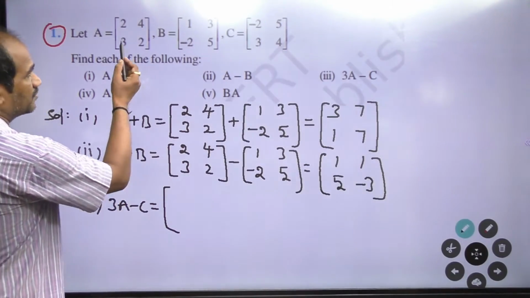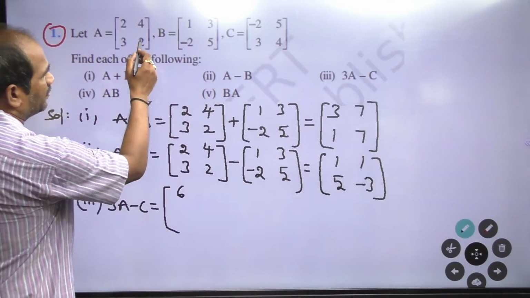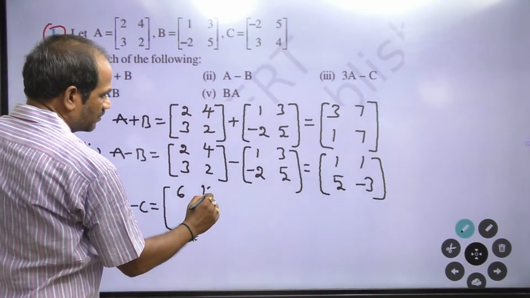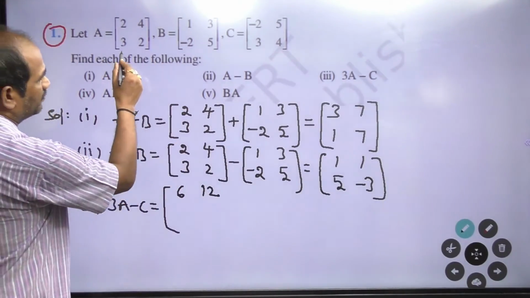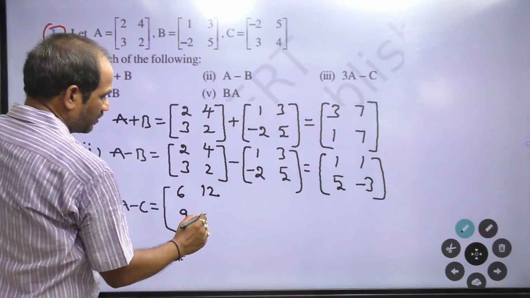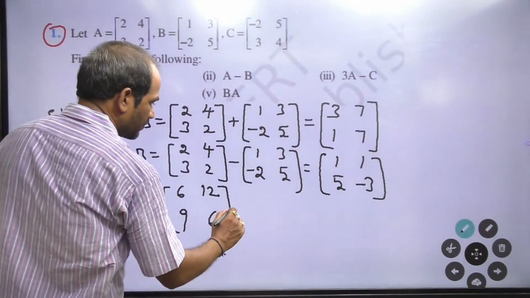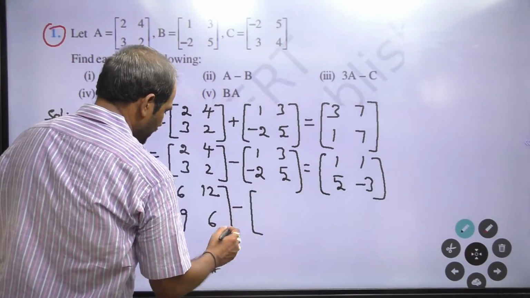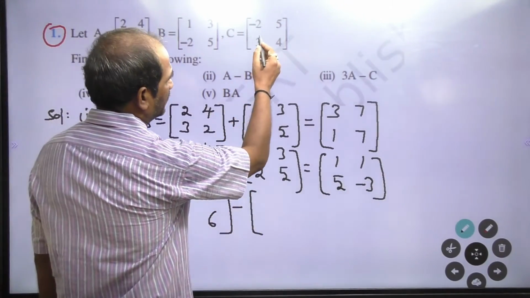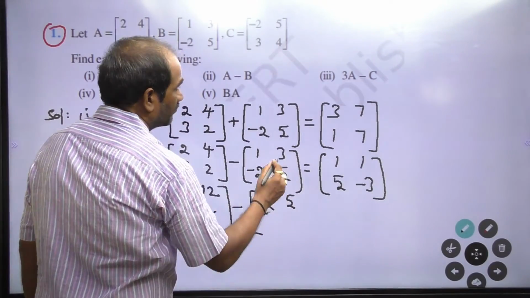So 3A: 3 into 2 is 6, next 3 into 4 is 12, next 3 into 3 is 9, next 3 into 2 is 6. Now minus C, where the C matrix is [-2, 5; 3, 4].